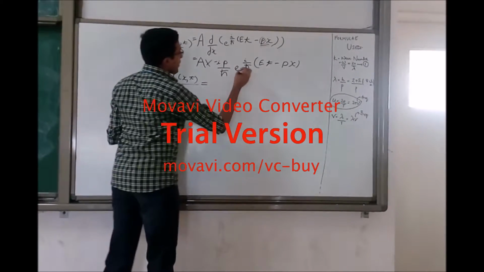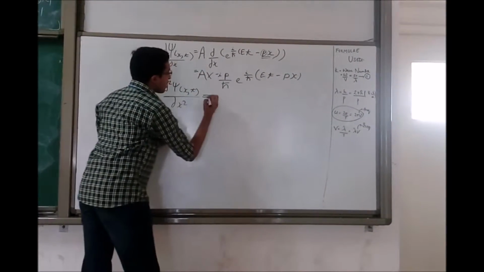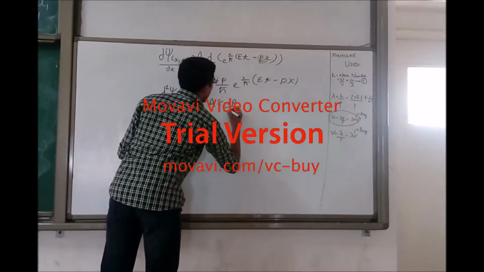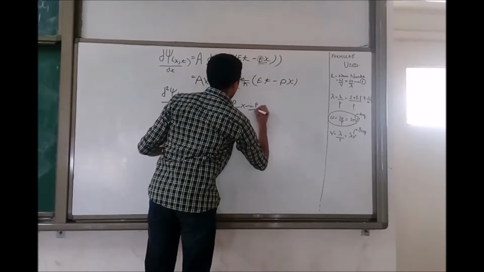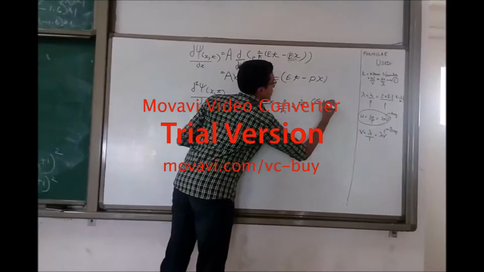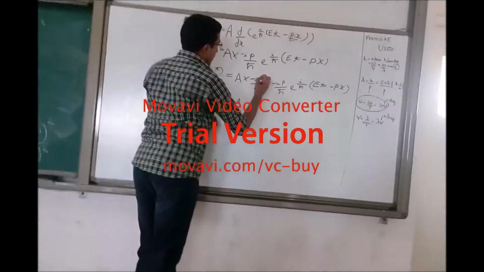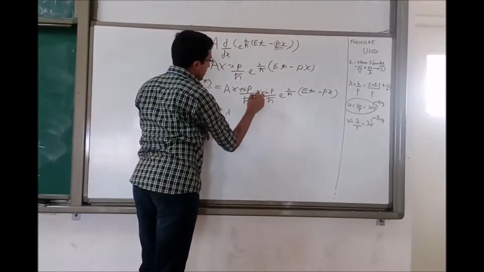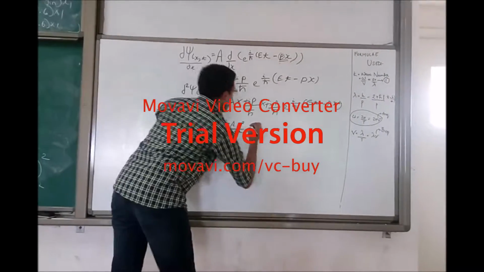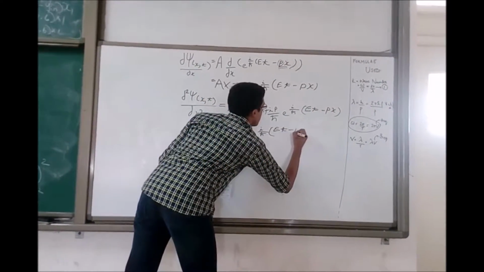With respect to x, we get d square psi x of t by dx square. Now again when we differentiate this function d by dx, again this i by h cross into p will come. So it will be A into minus i p by h cross into minus i p by h cross, exponential of i by h cross (E t minus p x). Now i into i, i square, is minus 1, and so it will be minus A p square by h cross square into e to the power i by h cross (E t minus p x).